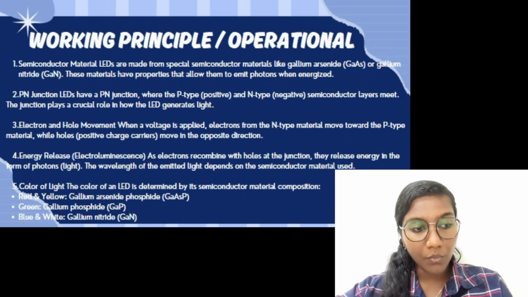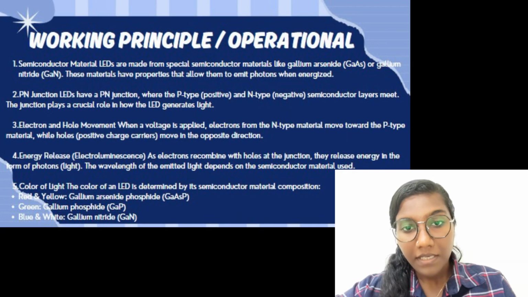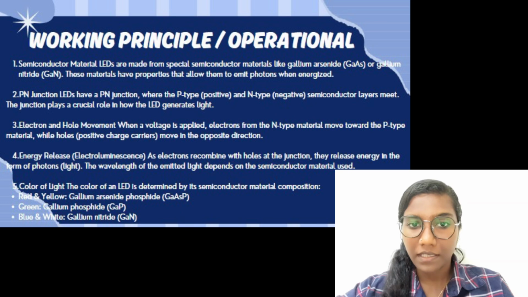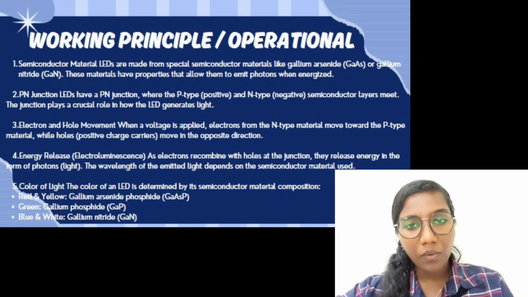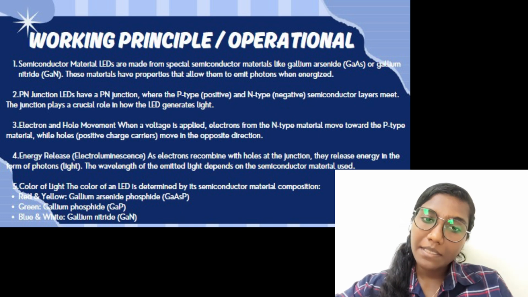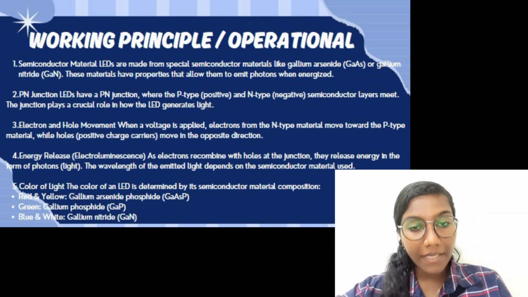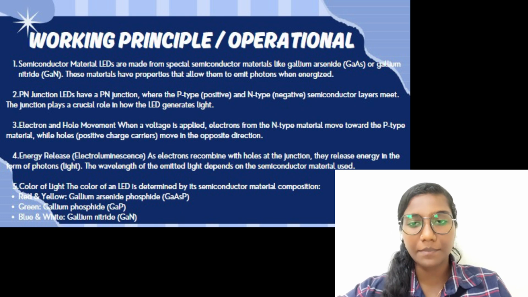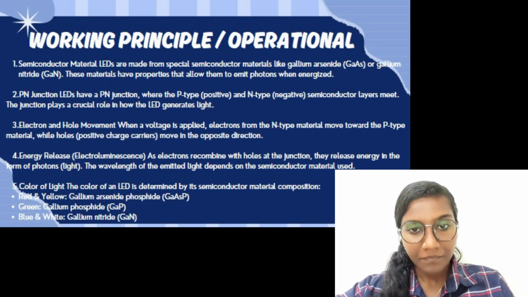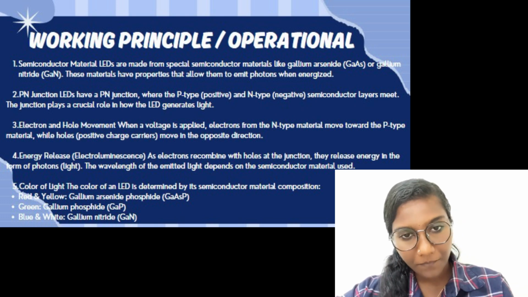Now I'm going to explain the working principle. Firstly, semiconductor material. LEDs are made from special semiconductor materials like gallium arsenide (GaAs) or gallium nitride (GaN). These materials emit photons when energized. Secondly, PN junction. LEDs have a PN junction where the P type is positive and the N type is negative semiconductor layers meet. This junction is crucial for light generation.